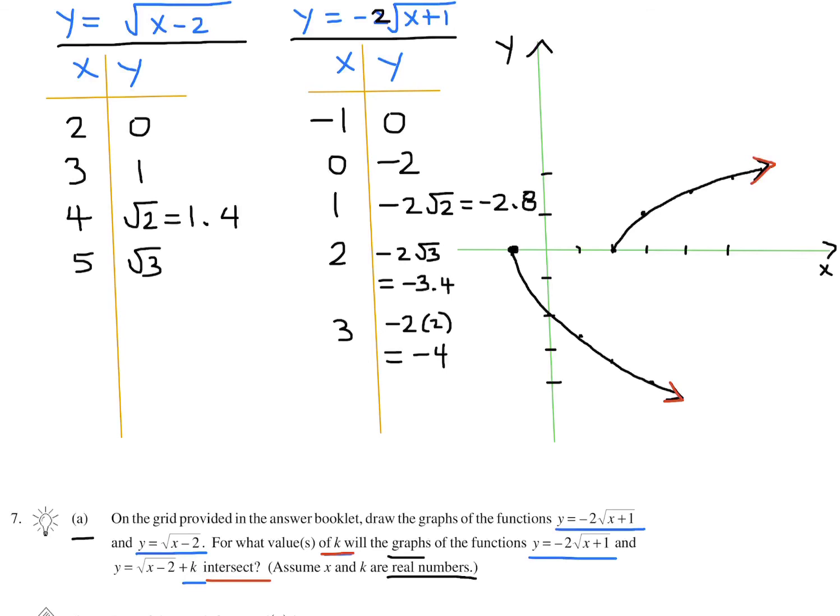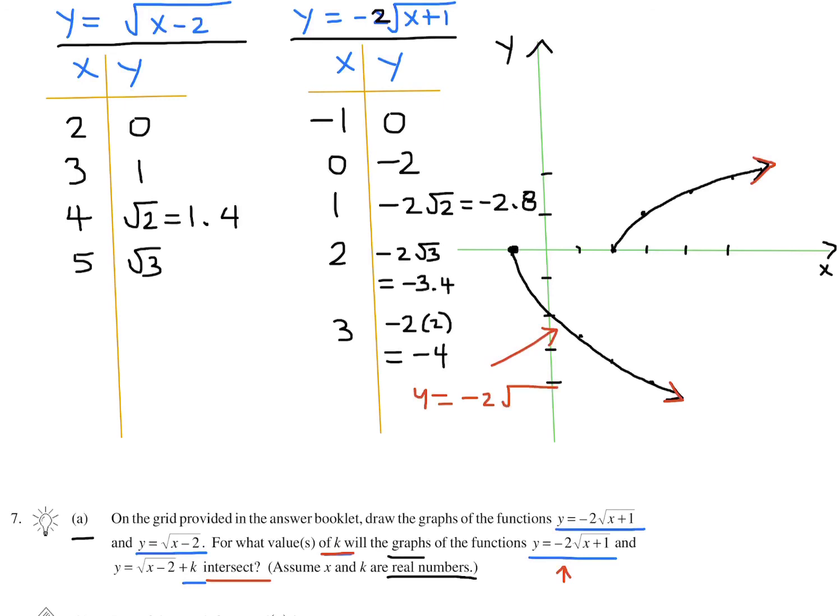So the only way these two graphs will intersect is if one of these is shifted up or down. So y is equal to minus 2 root x plus 1. Which one is that? That's this one right here.